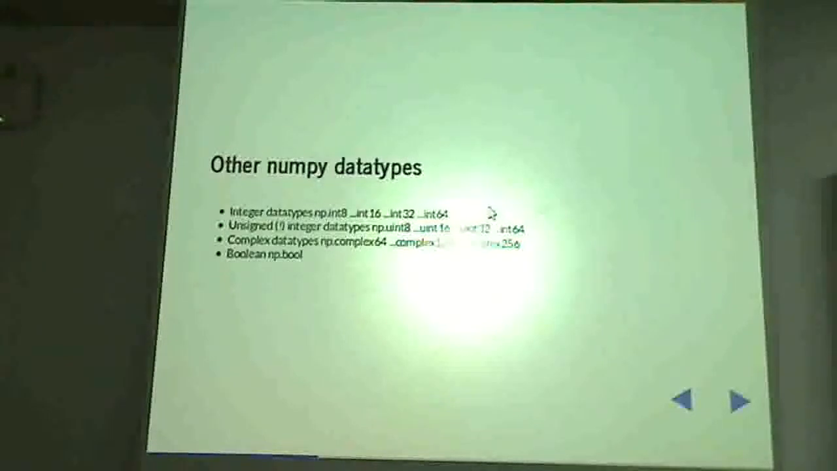Then the complex data types: np.complex can be 64-bit, unfortunately not less than that. There is no 32-bit complex number. Complex 128 and complex 256, and there is a dedicated Boolean type called np.bool. Then of course there is np.char, which I forgot to list here, which is also a character, a string data type.